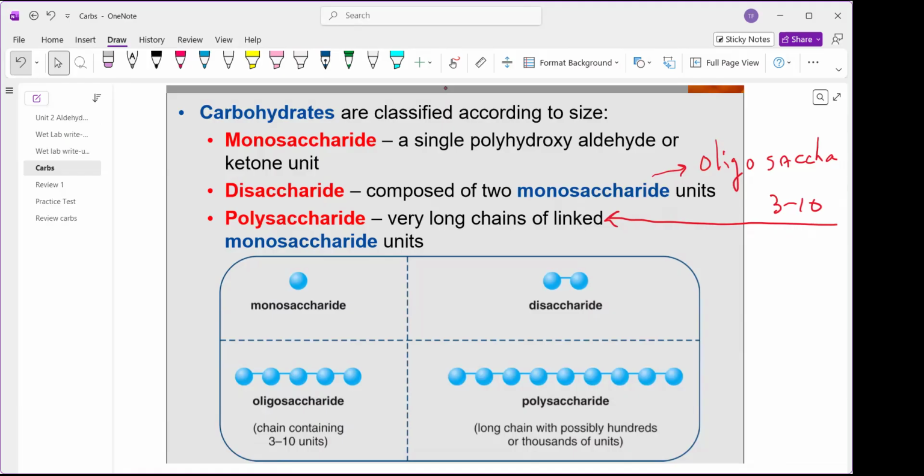Another one is stachyose. Stachyose is another oligosaccharide, bigger than raffinose. Raffinose is probably the simplest one. Stachyose is kind of interesting.